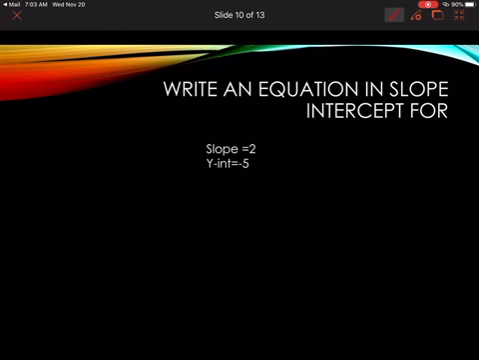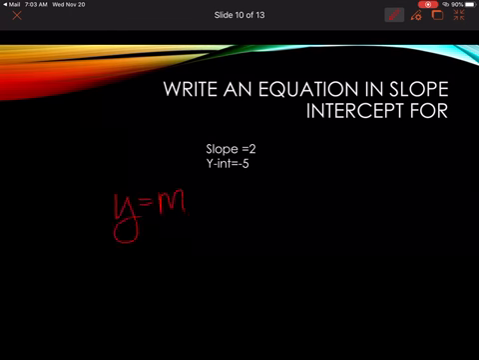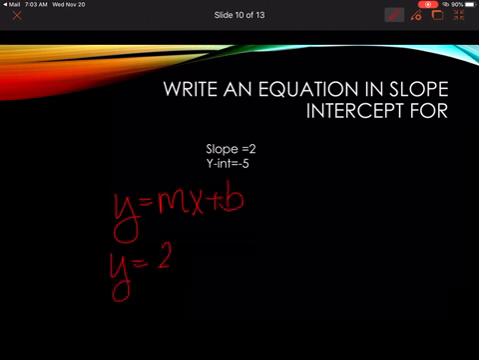Try again. So y equals mx plus b. So y is going to equal, slope is 2, so I have 2x. Y-intercept is negative 5, so I'd have minus 5.